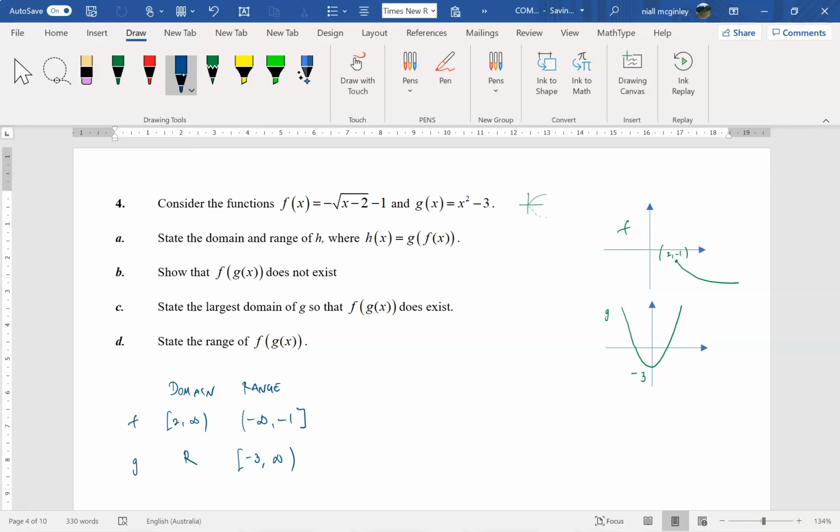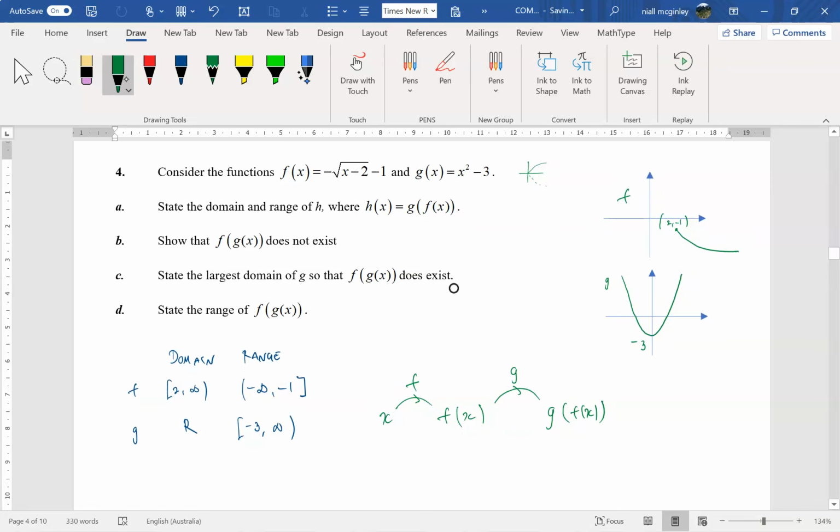So what we want to do here is find the domain and range of h, and h of x is g of f of x. So what I'm going to do here is just look at this. I'm going to start off with x. First function that I'm going to perform on it has got to be f, and then after that you will perform g on that. So you're doing g of f of x, which is your composite function, h of x.